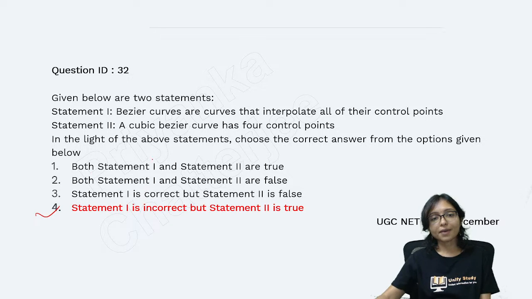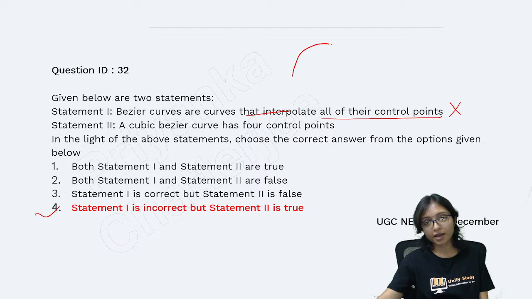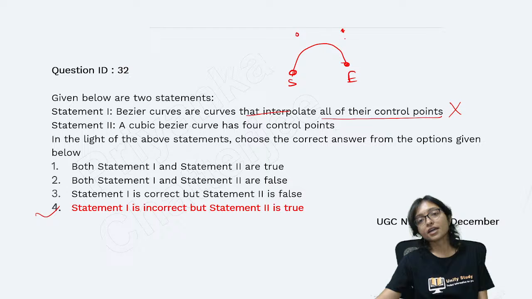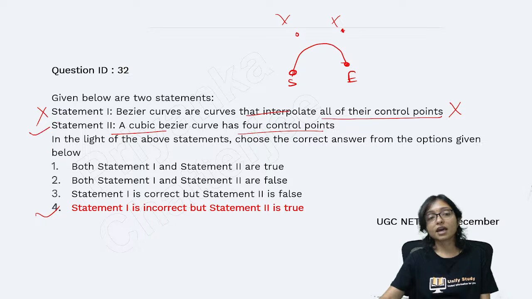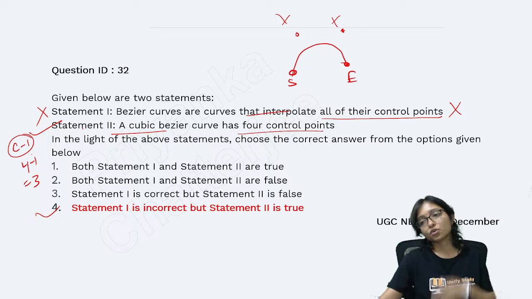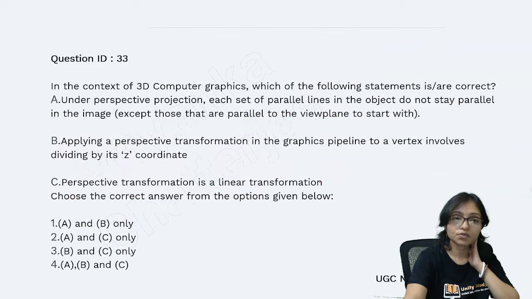Very good. Statement Bezier curve that interpolates all the control point. That is wrong, because just now we saw that Bezier curve is going through only starting and end point. Inside any control point it will not go through that. That's why statement 1 is false. The cubic curve has the 4 control point. Yes, that we know. The order is depending on the control point minus 1, so order of cubic is 4 minus 1, that will be 3. We know that. That is correct one. So statement 2 is correct, but statement 1 is false.